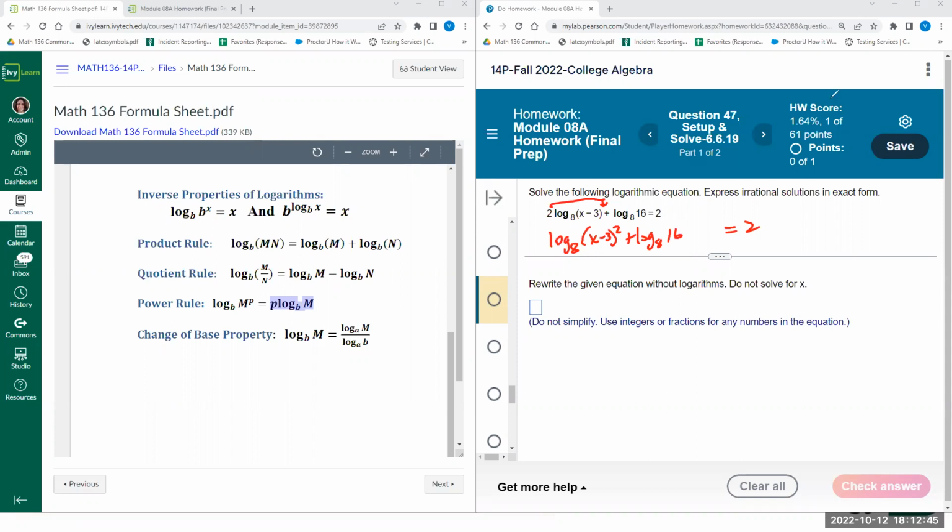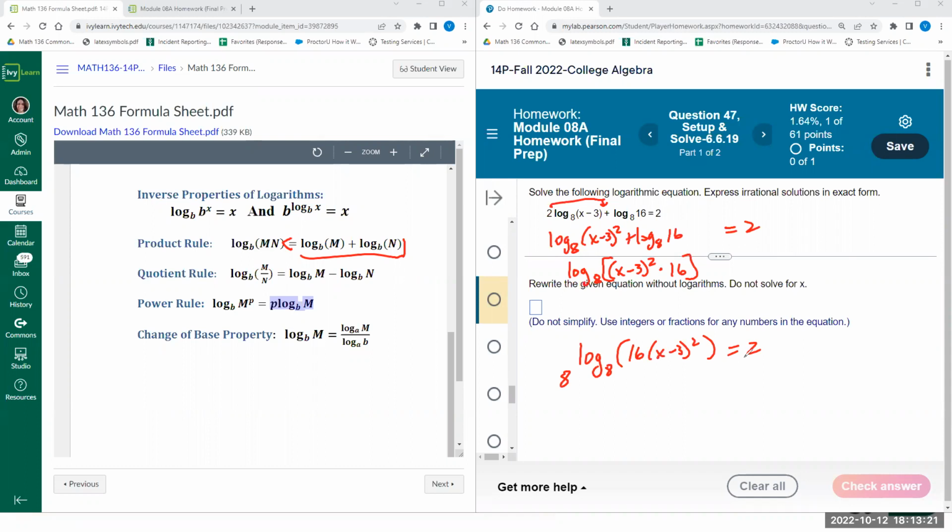All right, so then I have the product rule here where I have 2 logs being added together. And if I do that, from left to right, that tells me that that's the same thing as the single logarithm with that base, with those things being multiplied together. So the x minus 3 squared times 16. So I get, if I simplify this a little bit, log base 8 of 16 times x minus 3 squared equals 2. And now I can undo the log.